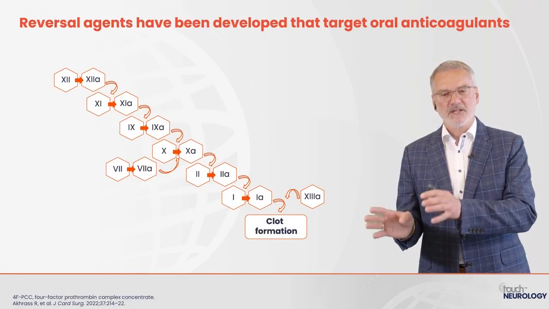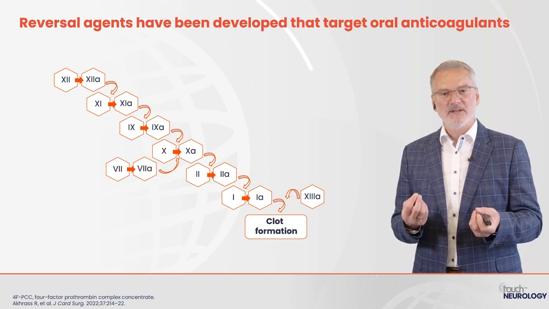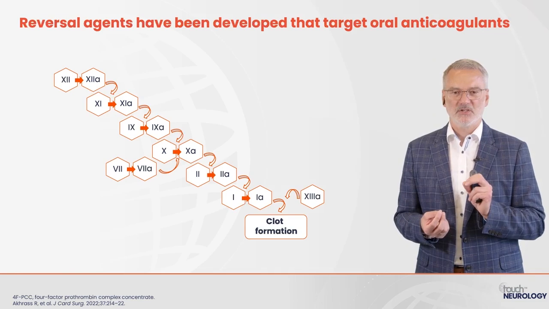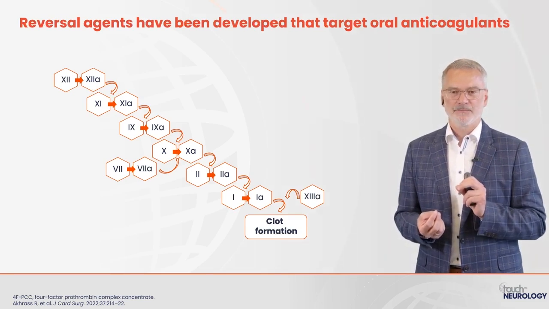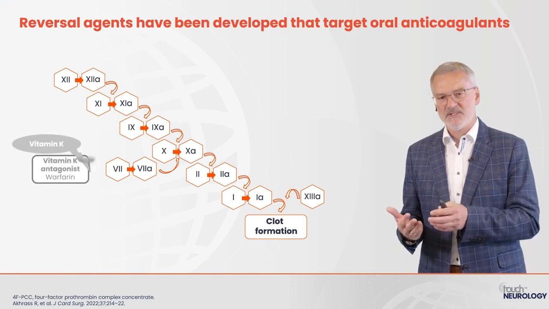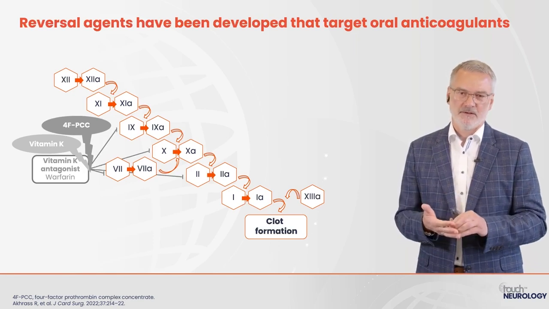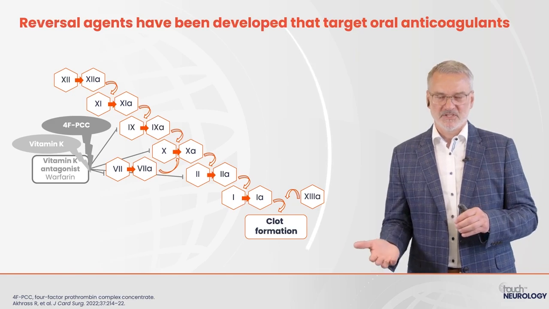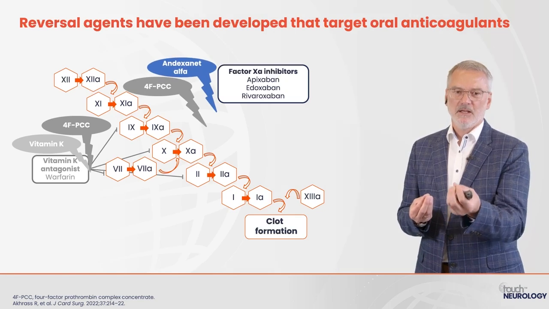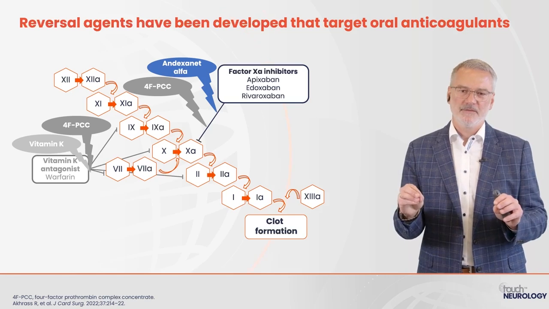If you look at the mode of action of the anticoagulants in the coagulation cascade, which we discussed before, it makes sense to identify reversal strategies that target the same part of the coagulation cascade as the anticoagulant. So, if we talk about a warfarin patient, we give 4-factor PCC, which contains concentrates of factors 2, 7, 9, and 10. If the patient is a DOAC patient on a factor 10A inhibitor, we provide a factor 10A inhibitor antidote such as andexanet alfa that binds the DOAC and sets free the factor 10A.